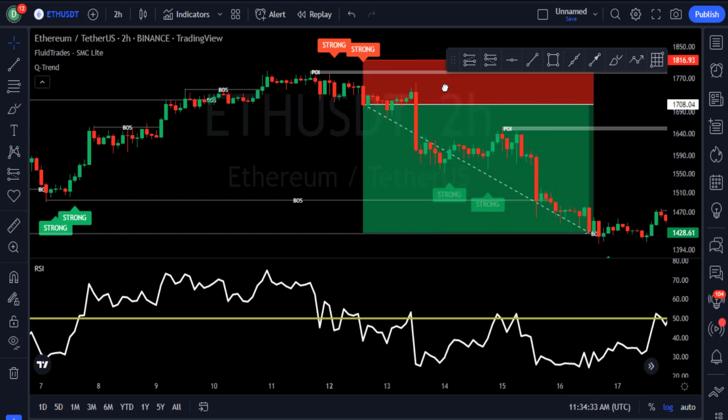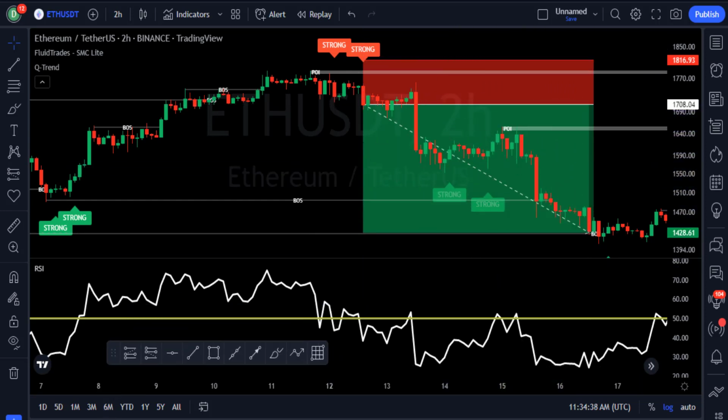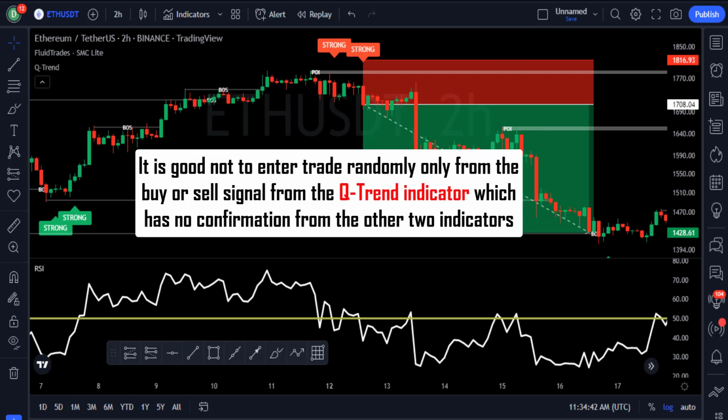Now you can see that this strategy works with different asset classes, and with different time frames. But it is always better that you don't enter any trade when you get a buy or a sell signal like this, only from the Q Trend indicator, without any confirmation from the other two indicators.